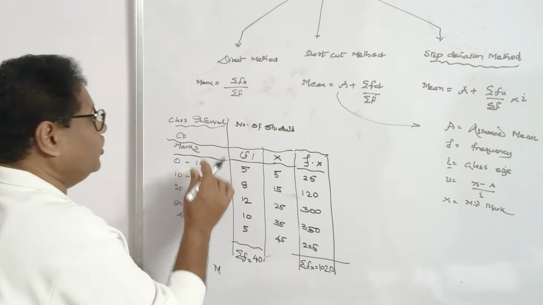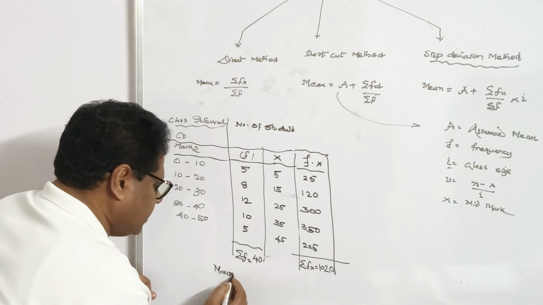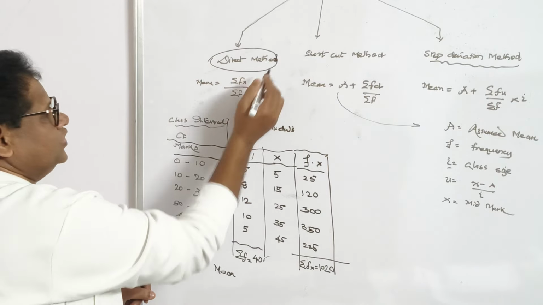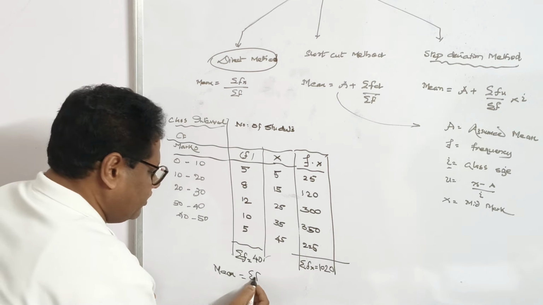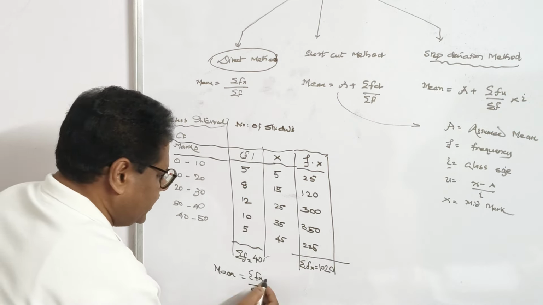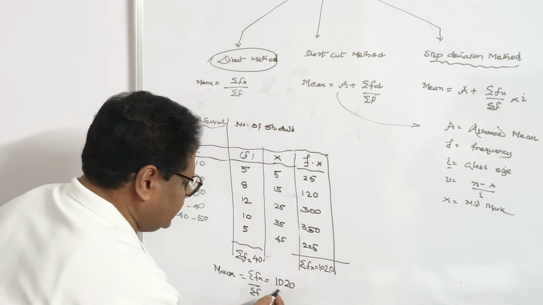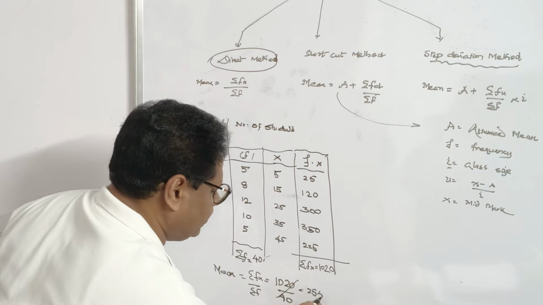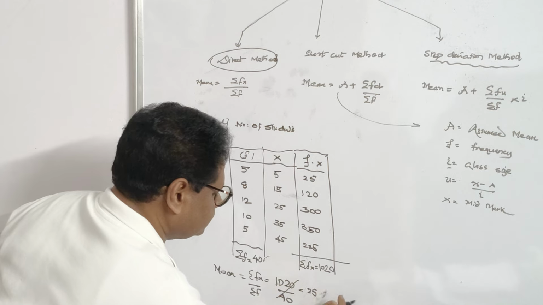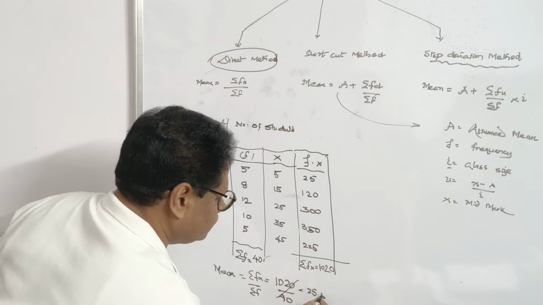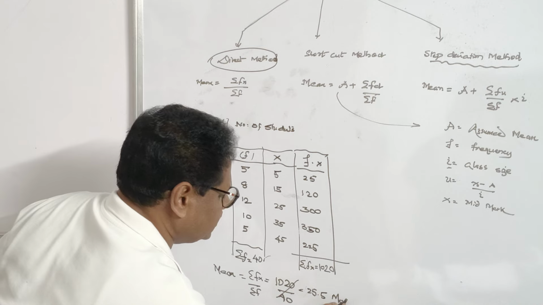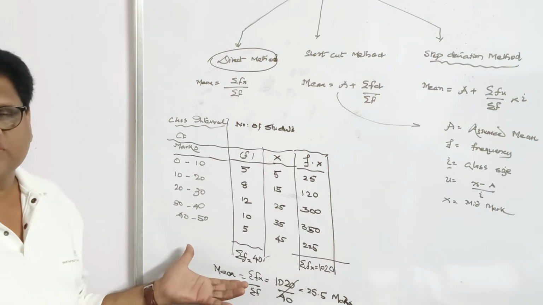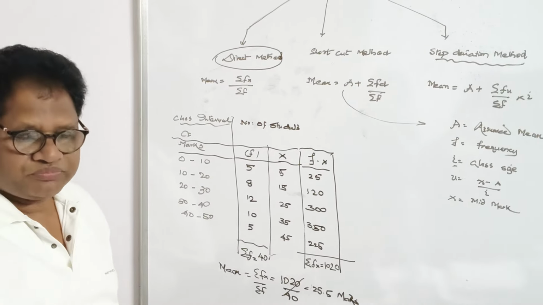Now applying the formula, this is by the direct method, as we have discussed, the first method. Mean equals sigma fx by sigma f, and the value comes to 1020 divided by 40. So this comes to 25.5. So 25.5 marks is the mean. That means the mean mark for the whole class comprising 40 students is 25.5.